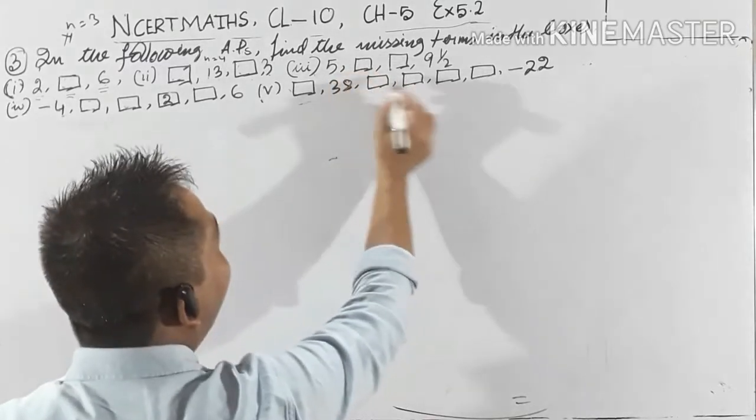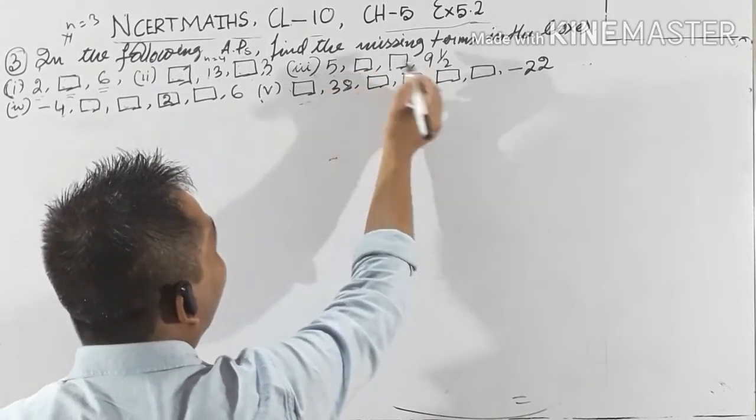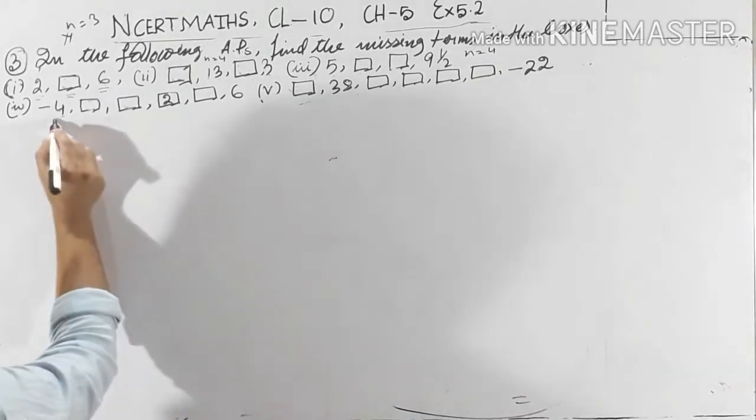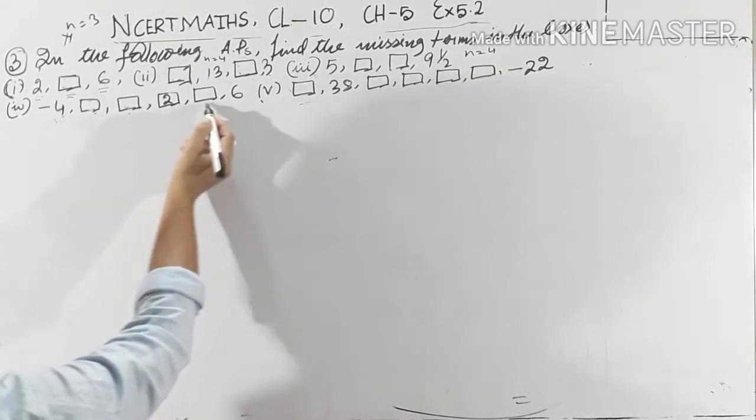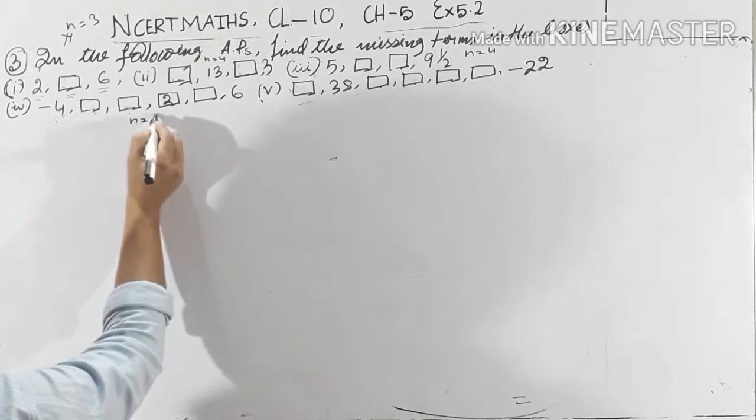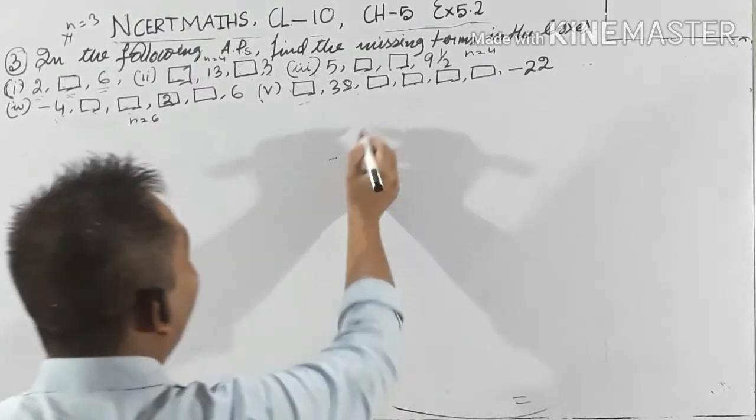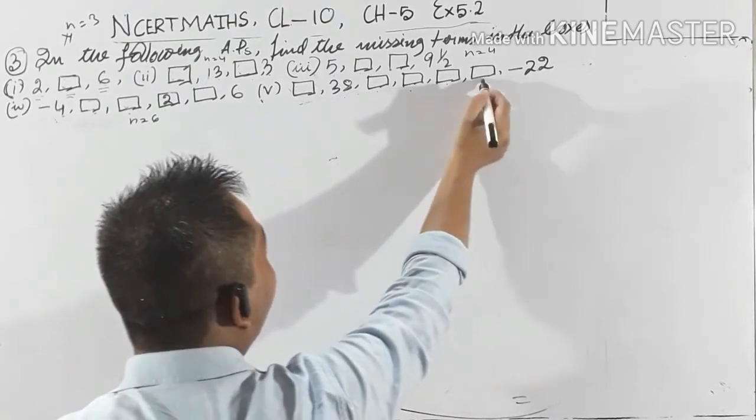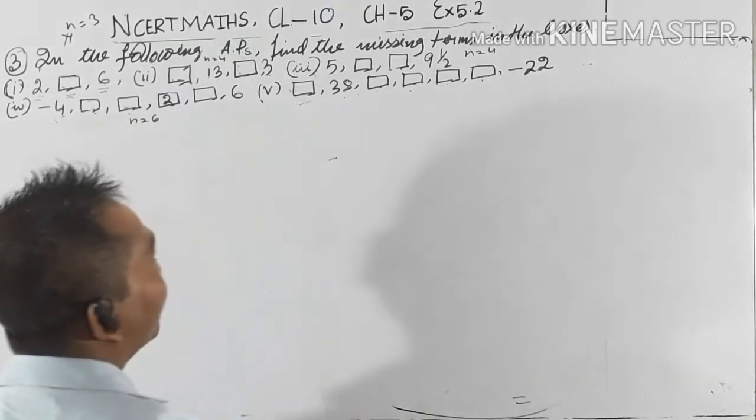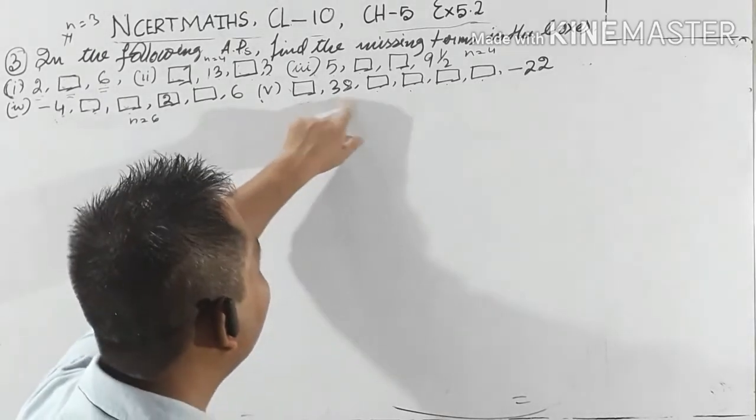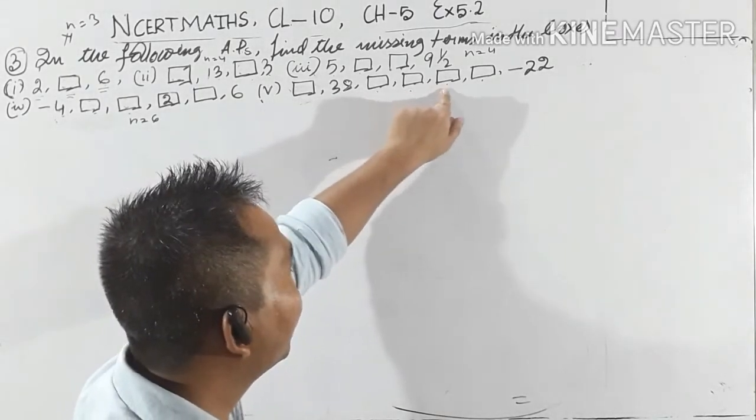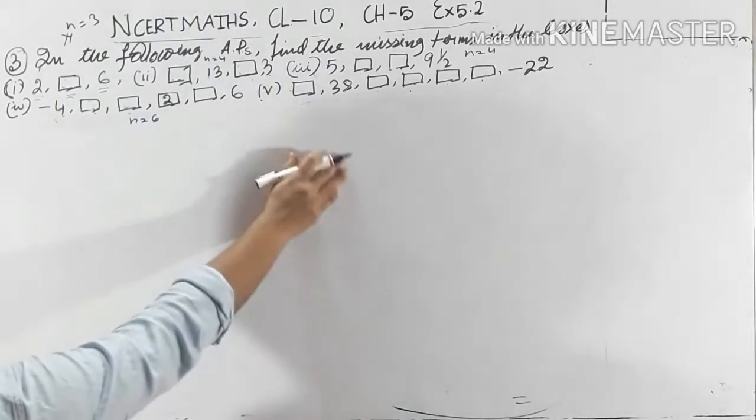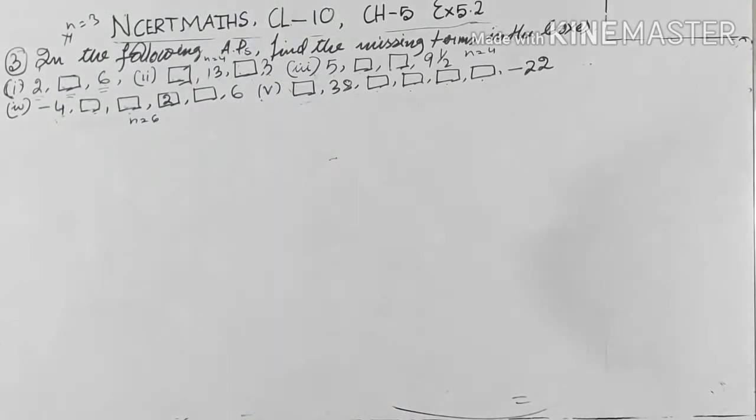And here how many are there? First, second, third, fourth, so here also n equals 4. Then here first, second, third, fourth, fifth and sixth, so n equals 6. And then here first, second, third, fourth, fifth, sixth and seventh term. Okay, fine.